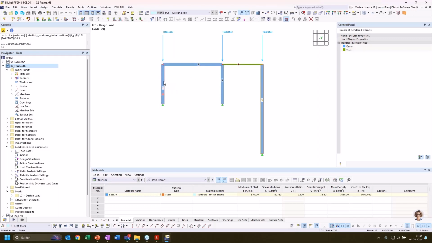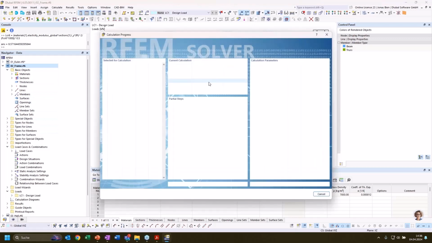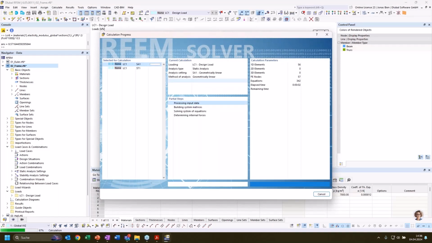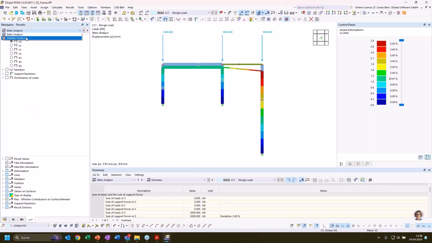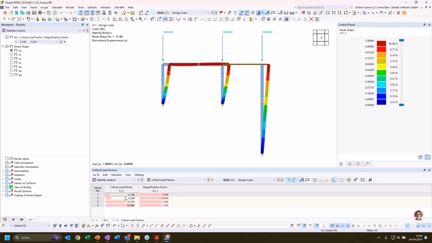All three columns, so members number 1, 3, and 5, are loaded with a load of 1000 kilonewton in compression. And now let's perform a stability analysis for this load case as well. It should be all set for this analysis. So same settings as we have used before for the Euler case. And accordingly, we also get 4 mode shapes for our structure.